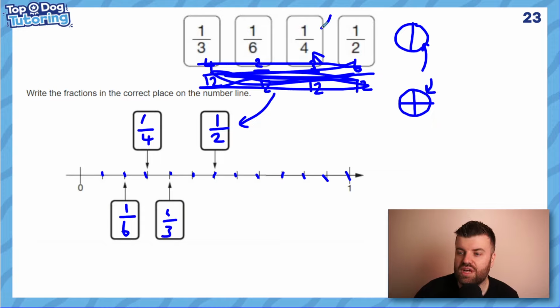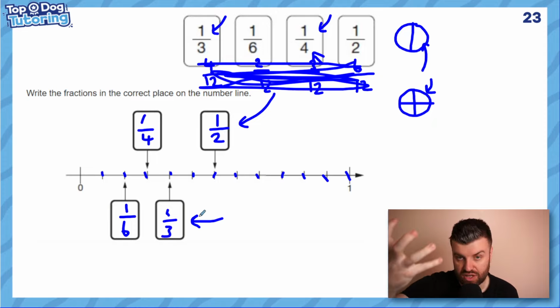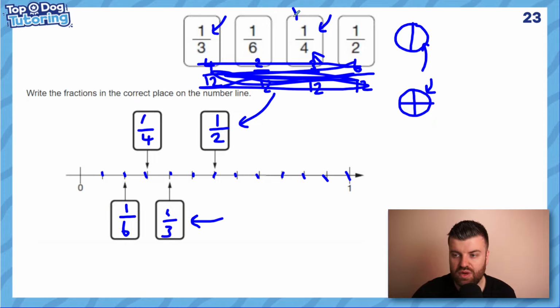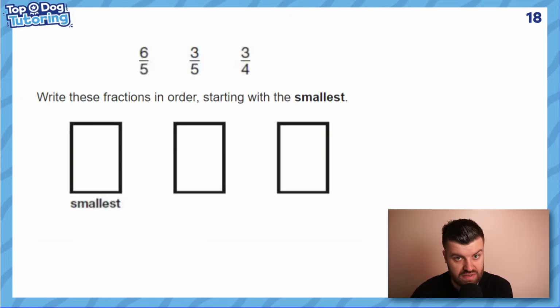Then I know 1/4 and 1/3. Well, what's going to be bigger out of those two? It's going to be 1/3. So I can put 1/3 in the next one, because like I said, the bigger the denominator, the smaller the fraction. That means 1/4 comes next and 1/6. Even though 6 is the biggest number as a denominator, it would give us the smallest part. So we could order them like that and just put them straight onto the number line. Lots of ways to answer lots of these questions, guys.